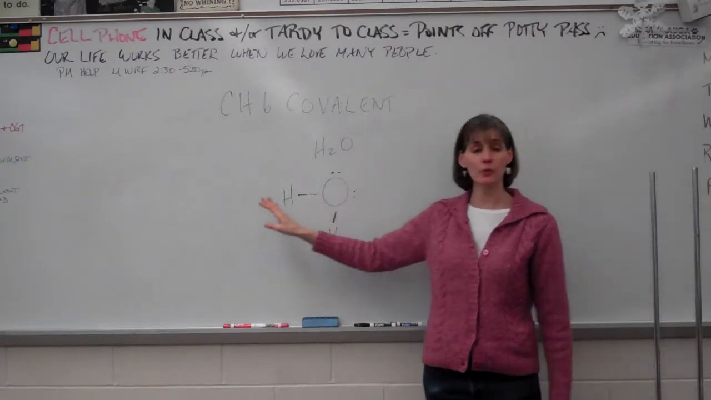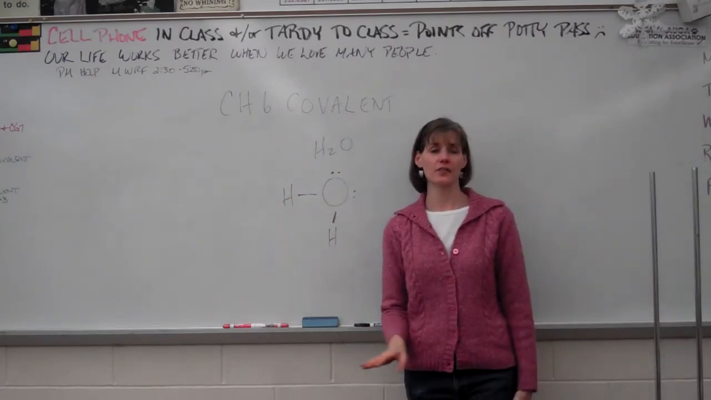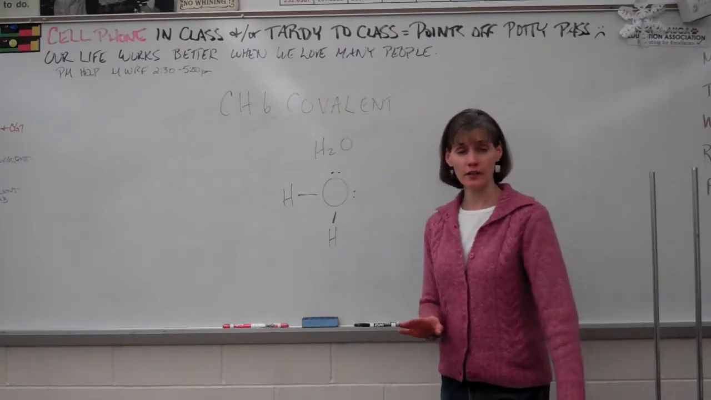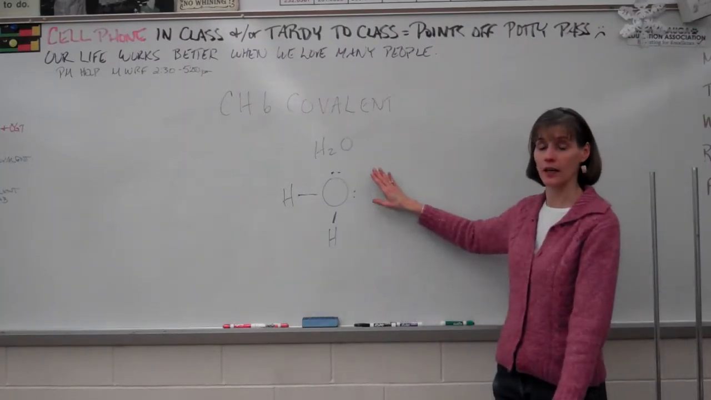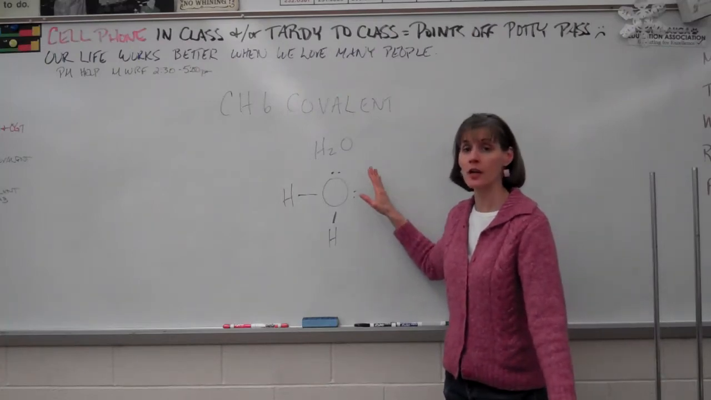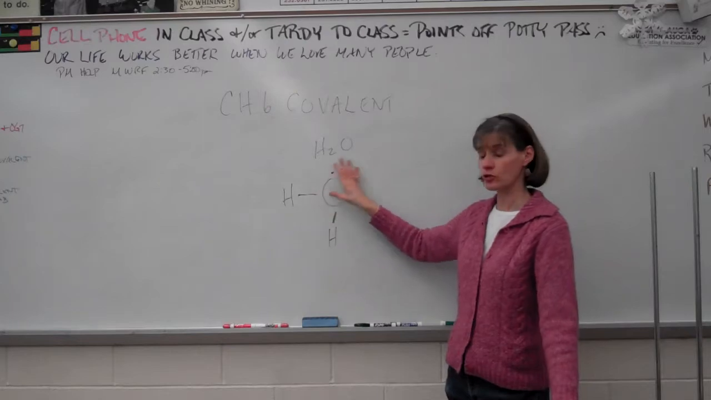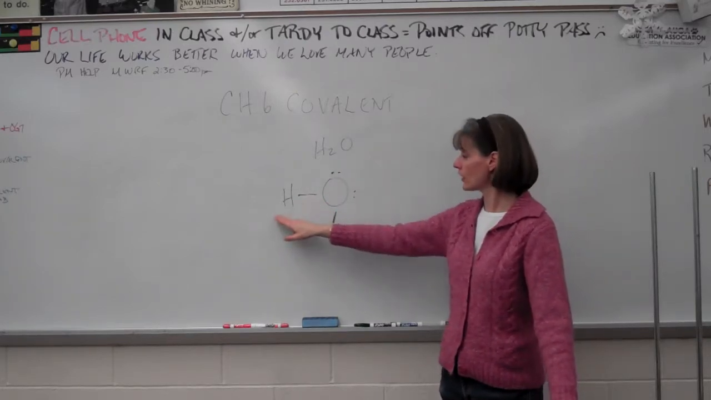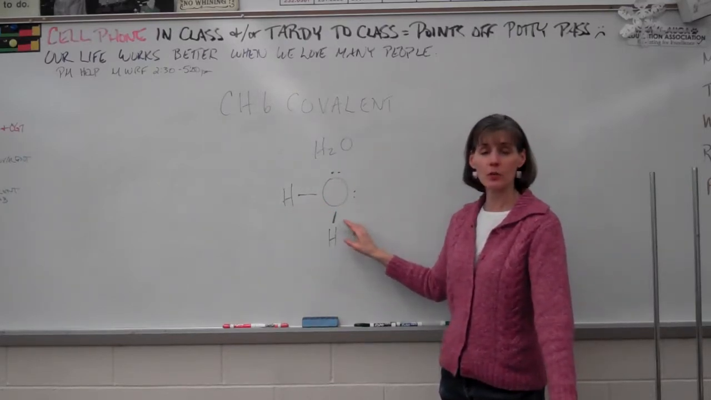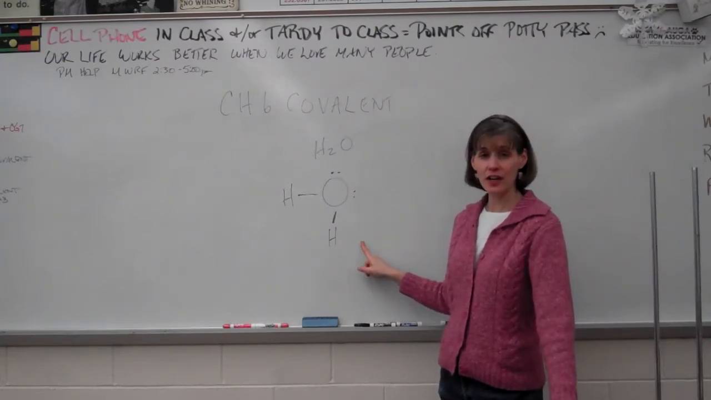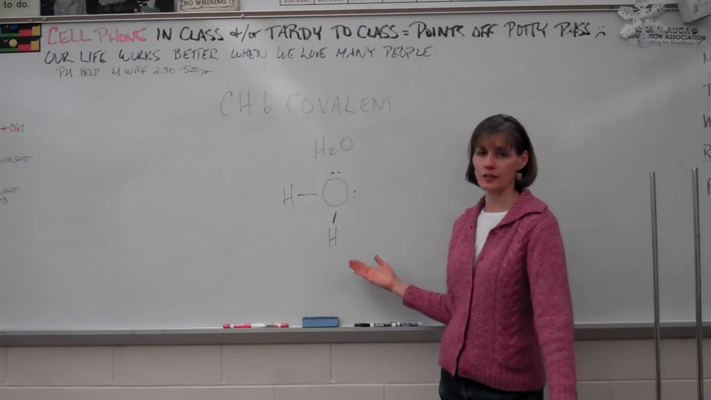And now the last thing I'm going to do is check to make sure that I've satisfied the octet rule, that every atom has 8 valence electrons. So I'm going to count my unshared pairs and my shared pairs on oxygen. I've got 2, 4, 6, 8. So oxygen is fine. And then I've got 2 valence electrons associated with each hydrogen atom. Hydrogen doesn't have to satisfy the octet rule, and yet it does at the same time.